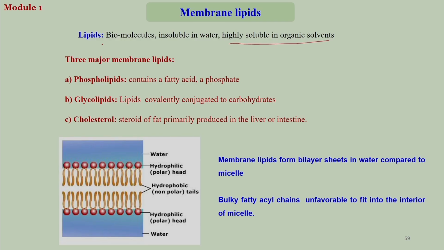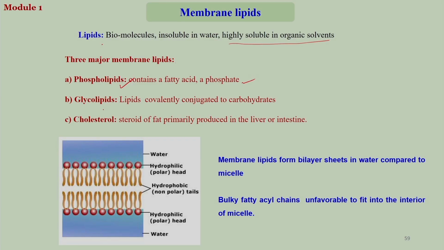You can make them soluble in various organic solvents, and they primarily constitute the membrane of cells. So, the major membrane lipids are the phospholipids that I have shown. It contains a fatty acid as well as a phosphate moiety.